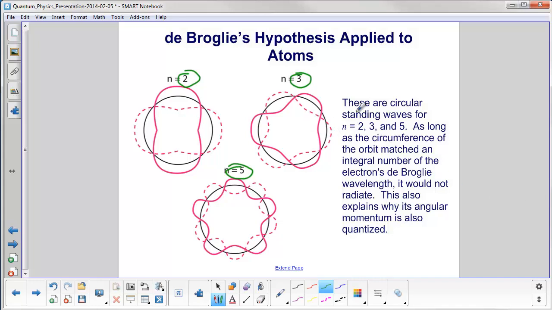Now, if you recall a standing wave from wave theory, it's when a wave hits a wall, reflects back, and then the wave doesn't travel anymore. It just stays stationary and vibrates up and down. That's what we're getting here. Now, obviously, it's way more complex than this, but the important fact to remember is the circumference of the orbit matches an integral number of the electron's de Broglie wavelength.